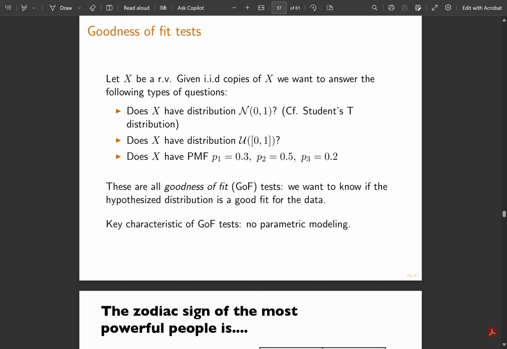So we have been doing parametric hypothesis testing in the past few lectures. Now we are moving on to non-parametric hypothesis testing.